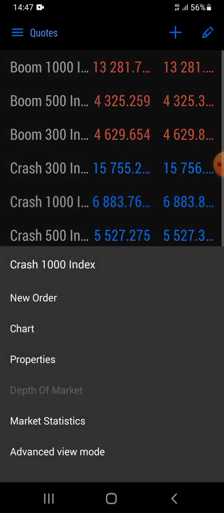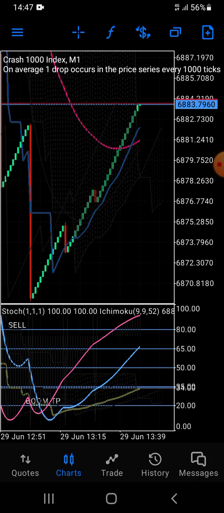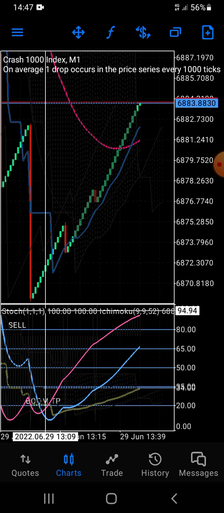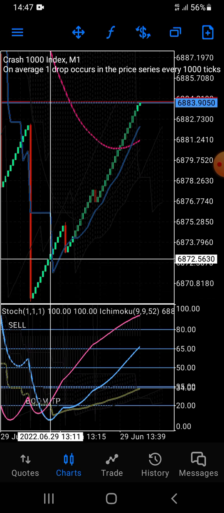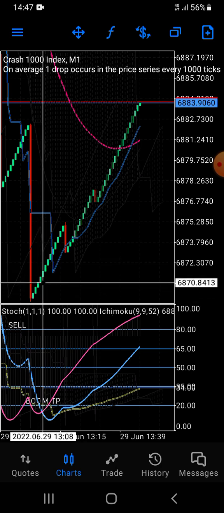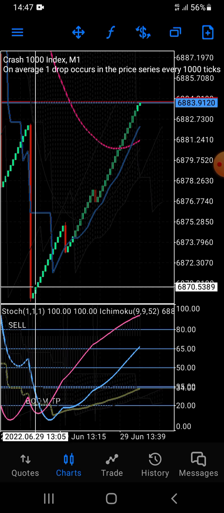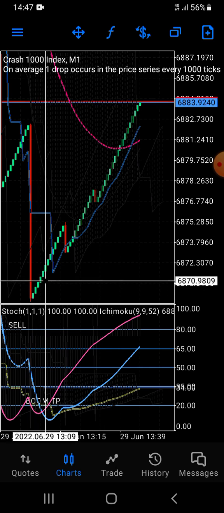Okay, so for Crash 1000, the reverse will be the case. Since we are trading against the spikes, we are not catching spikes. We are catching the small candles. So we'll be buying. That means we'll be buying Crash. I'm not a fan of buying Crash, but at least for this strategy, it works. You can use it to build your small account.